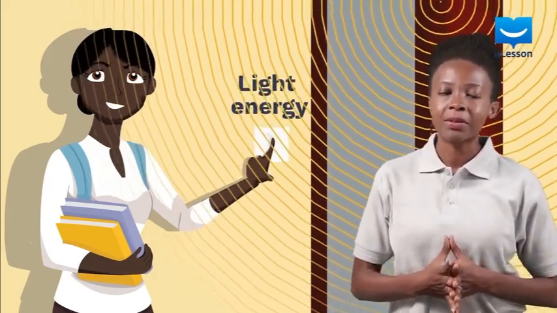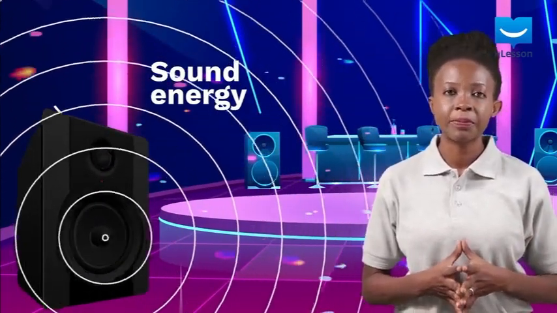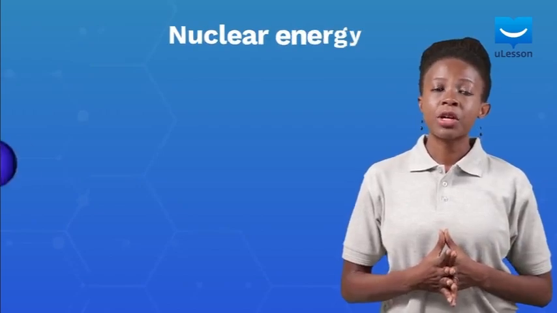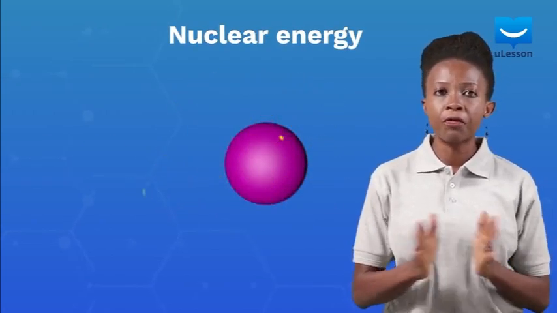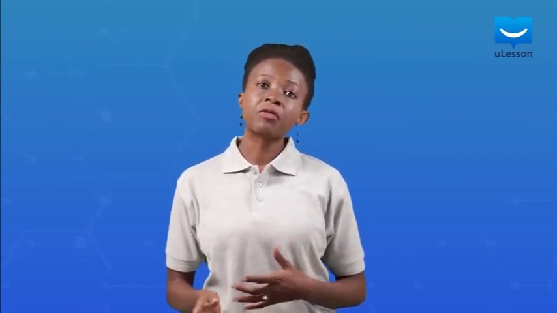to the human eye. While sound energy is the energy given off by vibrating objects and can be perceived by the human ear. Another form of energy is nuclear energy. It is the energy given off by the nucleus of an atom during nuclear fusion or fission. In subsequent lessons, we will learn how these forms of energy can be converted from one form to another.